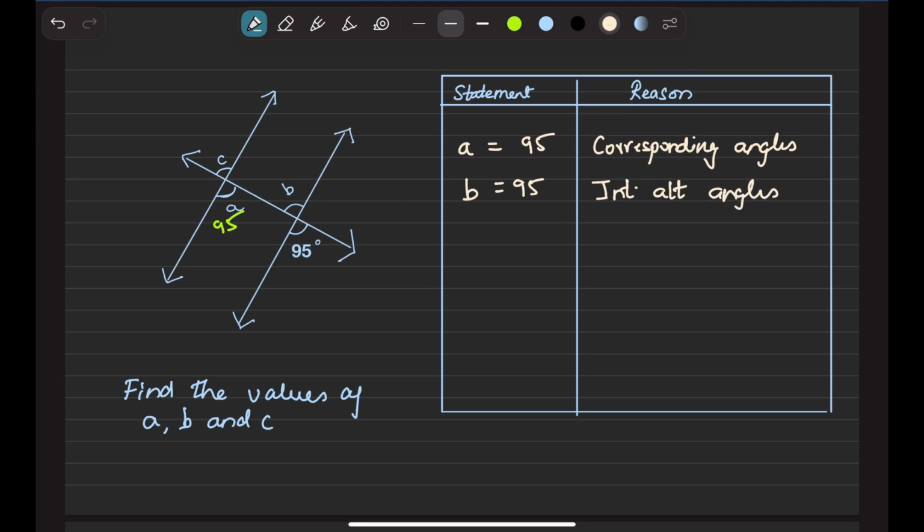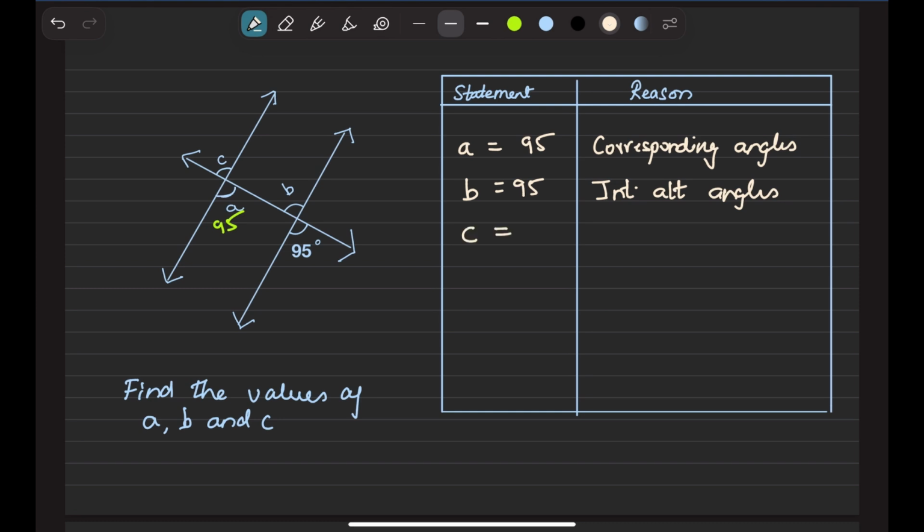Now, if you feel that, can I write that this is 95 because it's vertically opposite? Of course you can write. But now, because we are doing the properties of parallel lines, I just want you to get very comfortable with the properties of parallel lines rather than only using vertically opposite and linear pair, okay? So as far as possible, we will try to avoid that so that we become very confident about these properties.